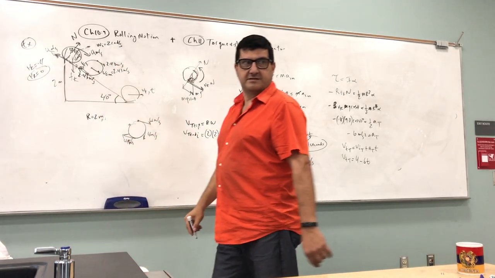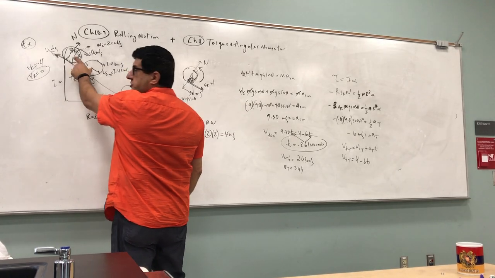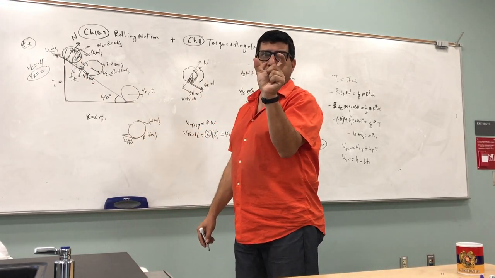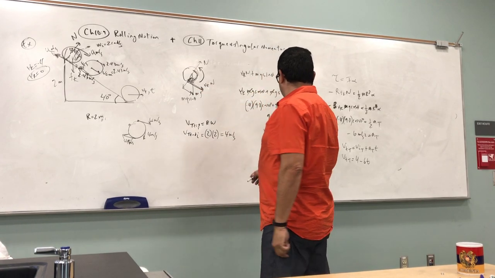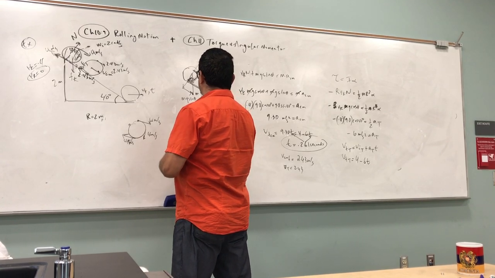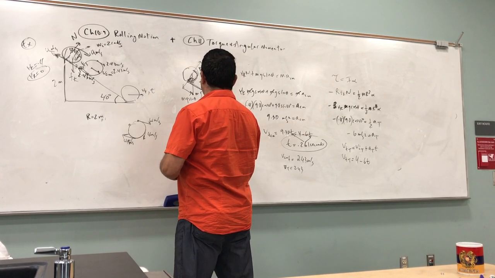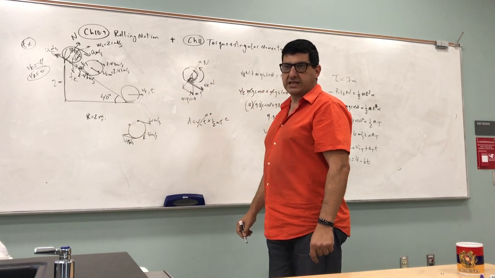That's better. So before we go on, let's find out the distance that it traveled during the time that it took to establish pure rolling motion. So how do we do that? That's going to be the V initial: x equals V initial t plus half a t squared. V initial was zero, right? Right. The center of mass.